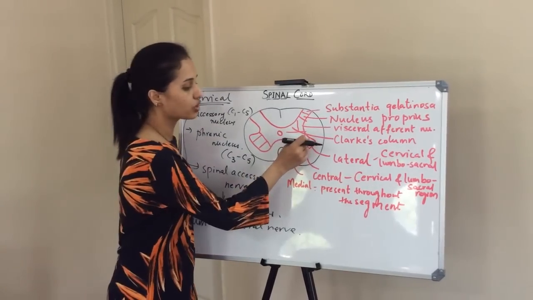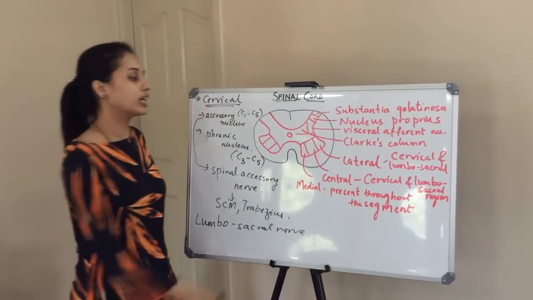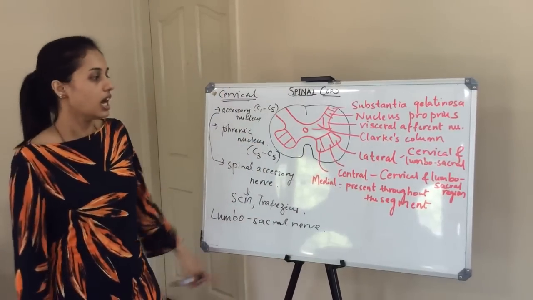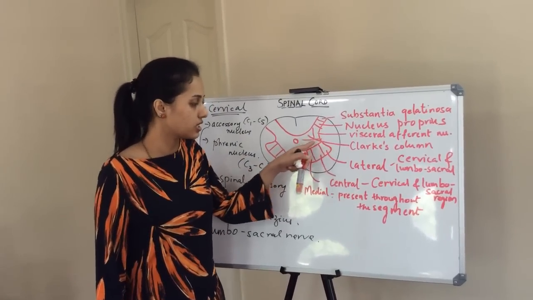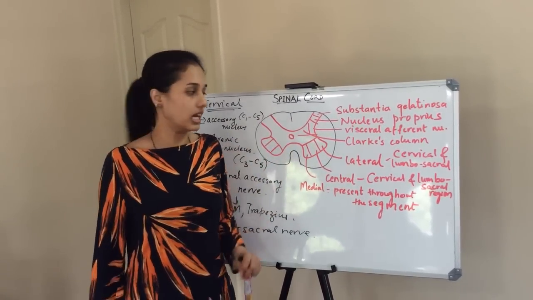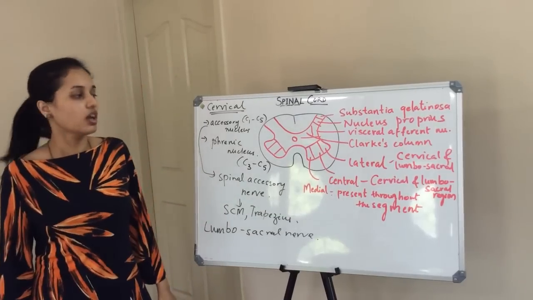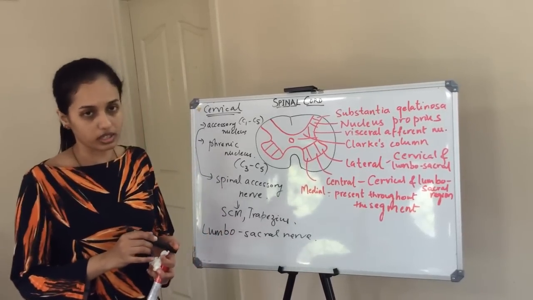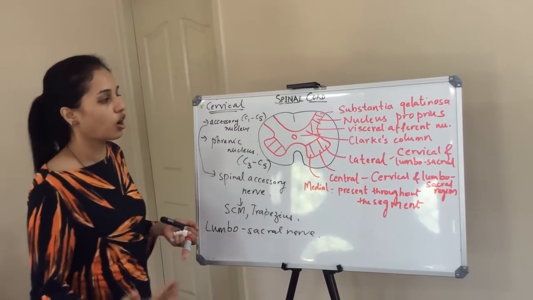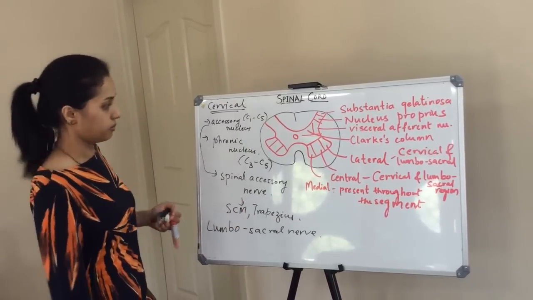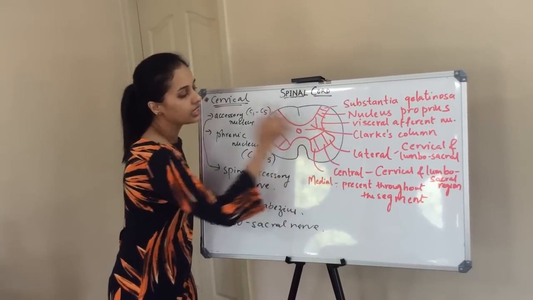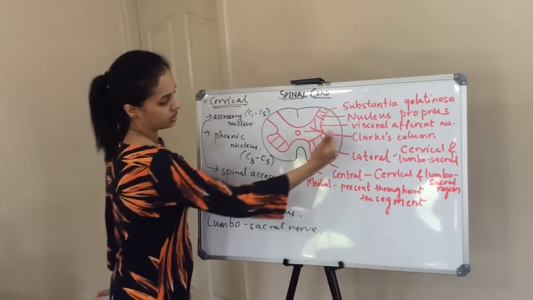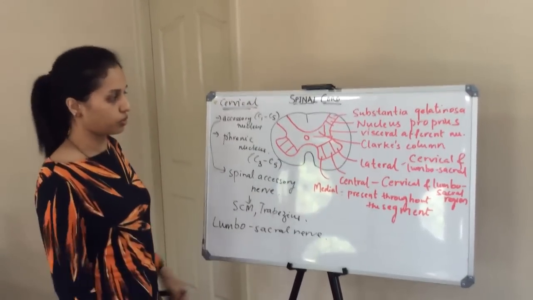Now coming to the lateral group, again they are mainly present at the cervical and the lumbosacral region, and the group of cell bodies situated at the lateral area are mainly responsible for innervating the muscles of the upper limb and the lower limb for movement. So this is about the anterior grey horn having three groups and how those groups are distributed.